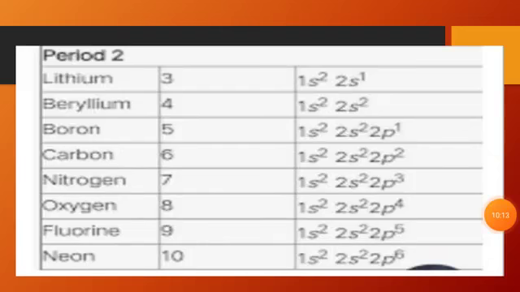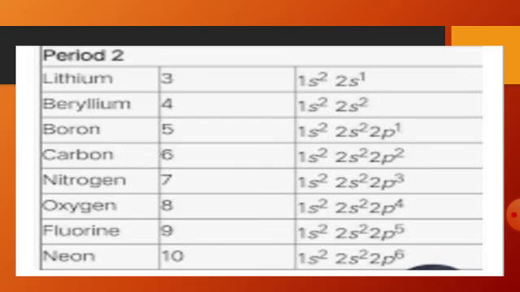Let's see here the elements in the second period. Lithium, atomic number 3, its electronic configuration 1s2, 2s1. Now here you see the electrons are filling in the second shell, 2s1. Then beryllium, here the atomic number has increased by 1, so the electrons have increased by 1. So the electronic configuration of beryllium is 1s2, 2s2.